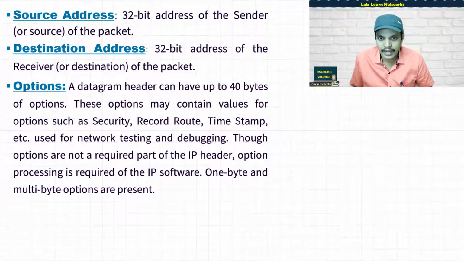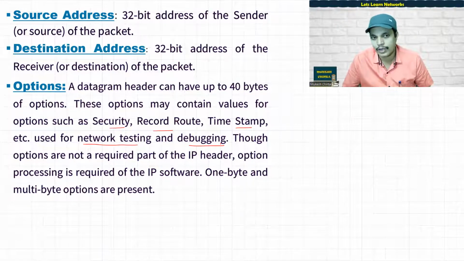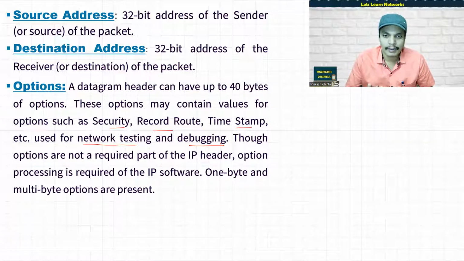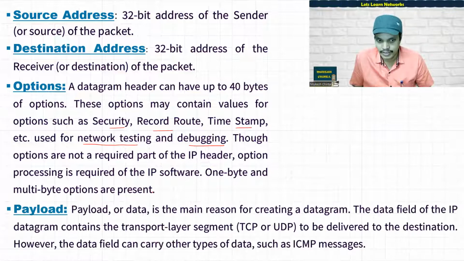So these options may contain values for options such as security, record route, timestamp, etc., which are primarily used for network testing and debugging. Network managers and administrators use these options in an IP header to find any problems or to debug any issues with the network. Though options are not a required part of the IP header, option processing is required of the IP software. There are two types: 1-byte options and multi-byte options.